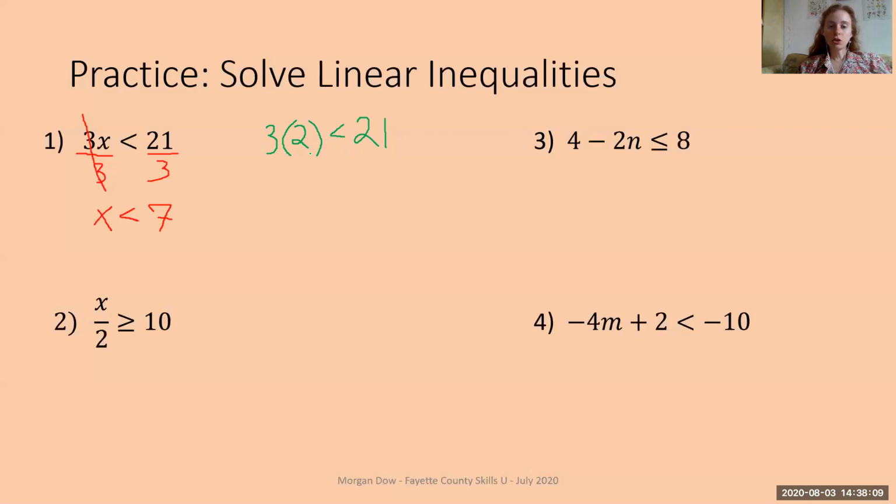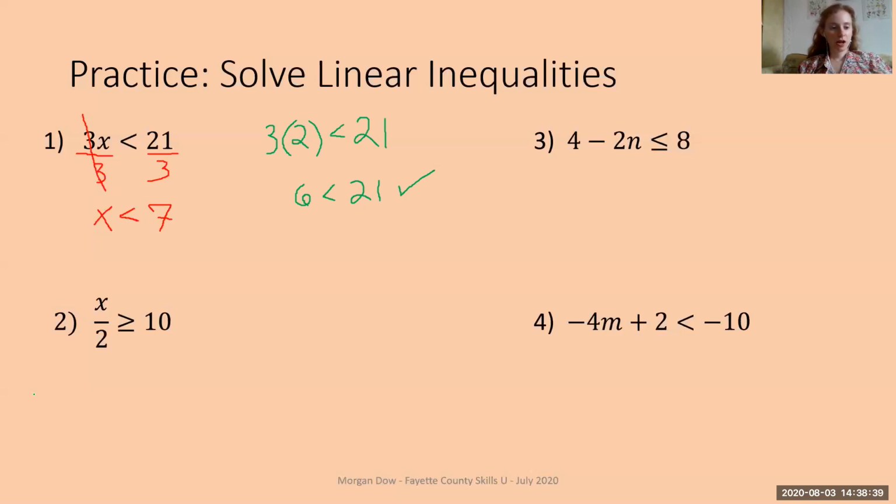So we have 3 times 2. 3 times 2 is 6. Bring everything else down. So we end up with this statement that 6 is less than 21. That is true. So that indicates that our solution, x is less than 7, makes sense. It will give us a range of numbers that fit this inequality that we started with.